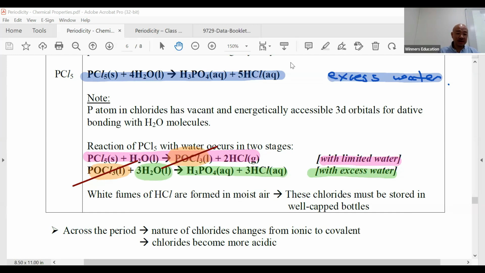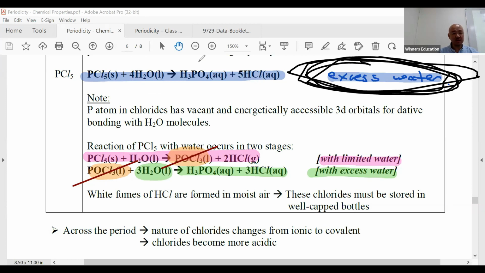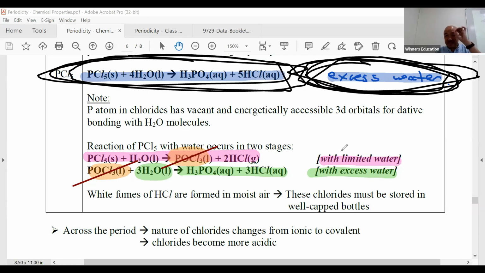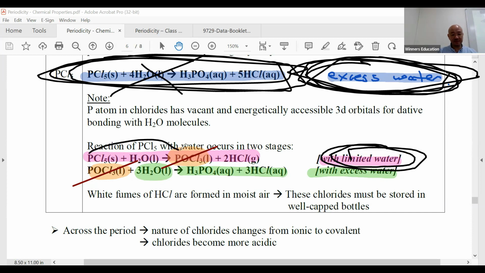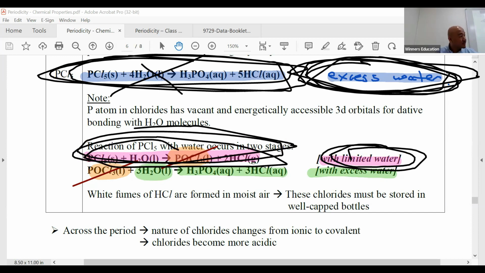Oh, so all in all, what I want to say is what? I'll say if the question very clearly, look for the keyword. They say excess water, all right, give this. But if they very explicitly say a very limited amount of water, there must be a reason why they say limited amount, right? So you cannot use this equation. You have to give this equation. Okay. All the details. Okay, all right, it's all about details over here.